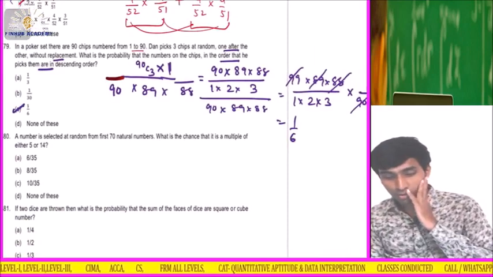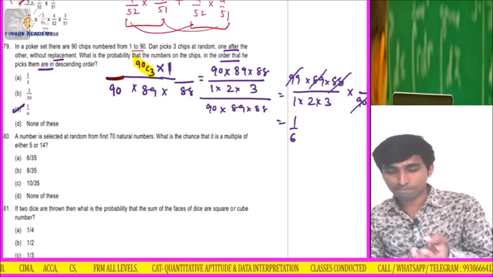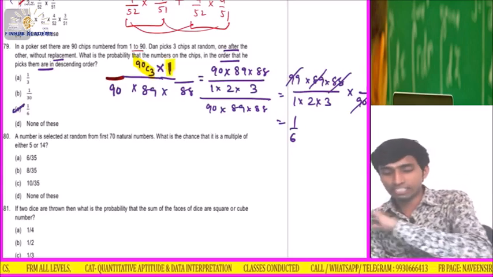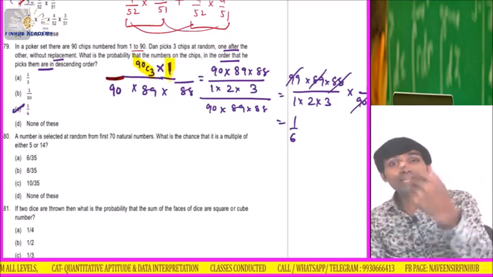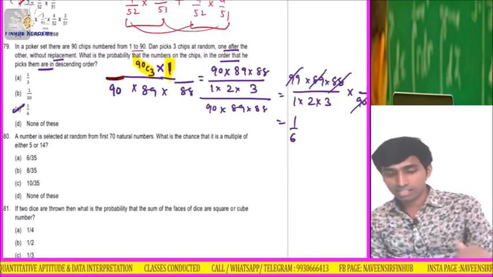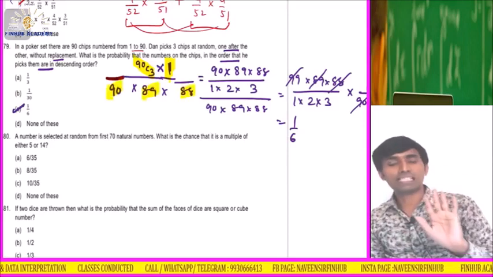So I will select 3 numbers out of 90. 3 chips I will select. It can be arranged in only one way, and I have to arrange it in descending order. So how many ways can I arrange it in descending order? Only one way. So multiply by 1, and then denominator 90, 89, 88, because we are not replacing it. Okay, easy.